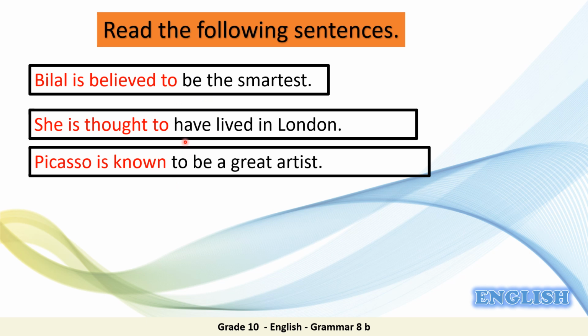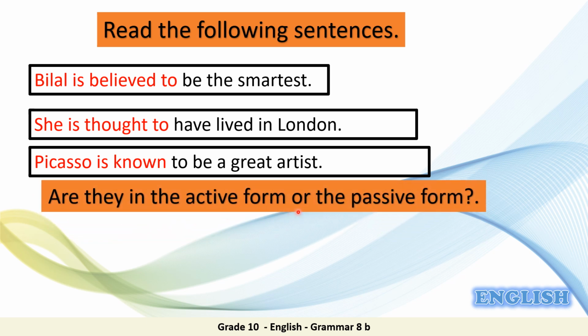Let's answer the following exercise. Read the following sentences to answer some questions. Let's read the sentences together. Bilal is believed to be the smartest. She is thought to have lived in London. Picasso is known to be a great artist. Now, are they in the active form or the passive form? That's right. The correct answer is the passive form.